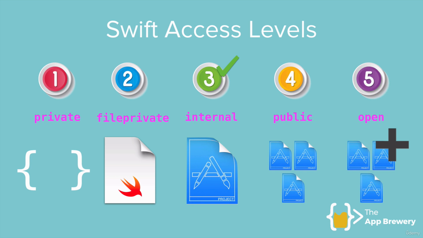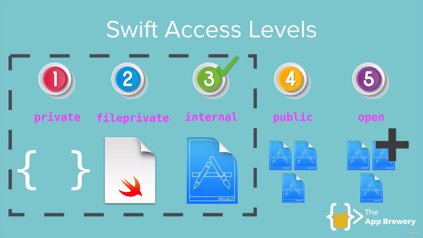This is everything that you get in the public access level, namely the properties and methods and everything can be accessed by other modules, but also it allows your classes and functions to be subclassed and overridden. So it basically means that anybody can do anything they want when you label something as open. Now, for your standard app development, you will only use 1 to 3. That's the only ones that we concern ourselves with.